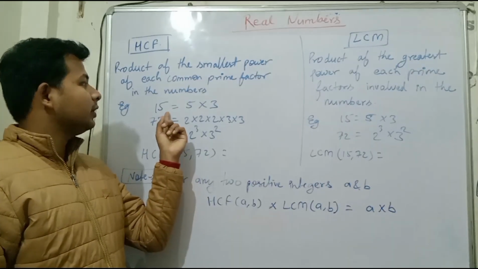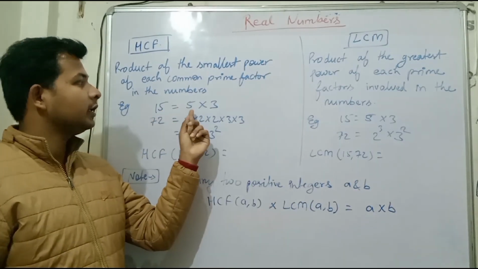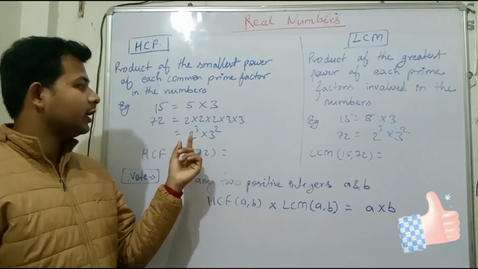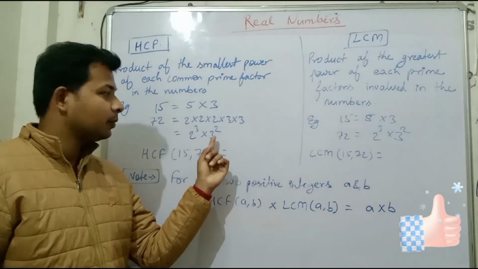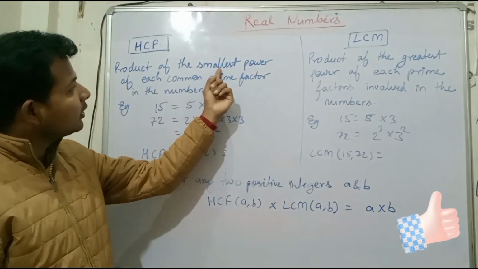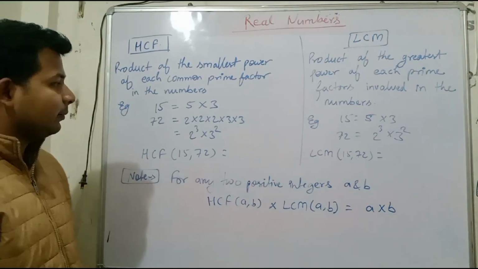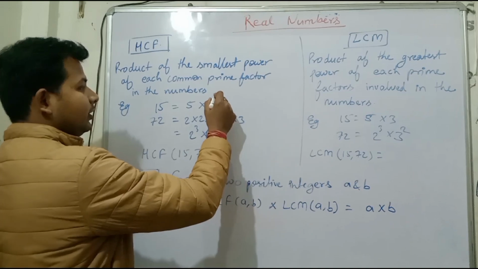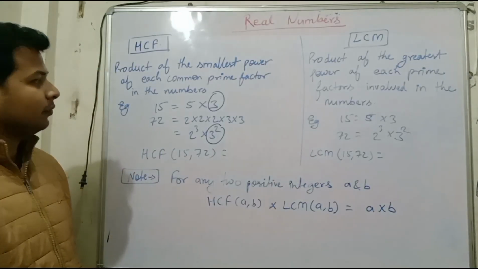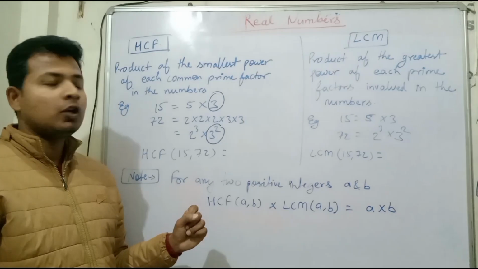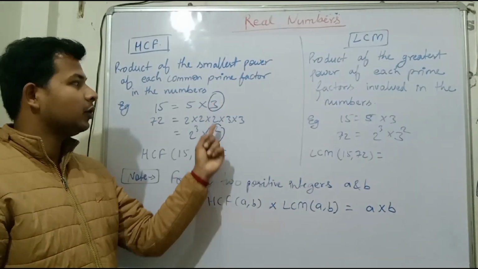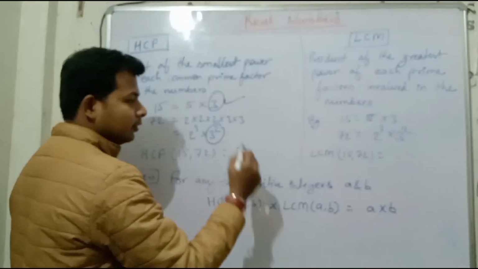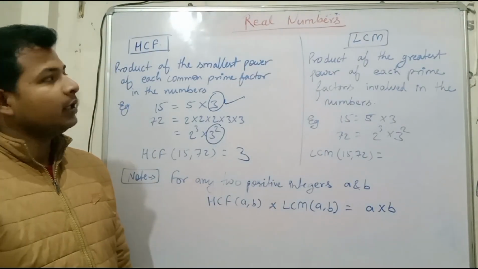First of all, find the prime factorization of 15, that is 5 into 3. Okay. What is the prime factorization of 72? That means 2 to the power 3 and 3 to the power 2. It has said smallest power of each common prime. First of all, find the common prime. 3, 3. These are the common prime. Which has the smallest power? This one. Then the HCF of this will be 3.